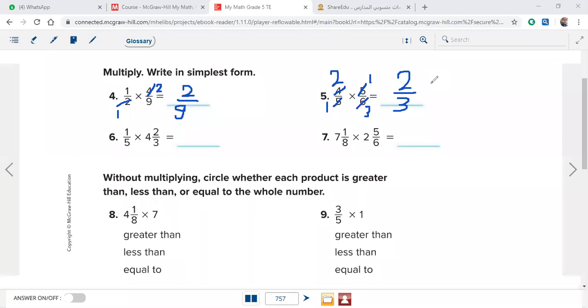Okay? Any question about number 4 and 5? I don't know what the problem is that you are talking about. There is no problem. The sound is clear.